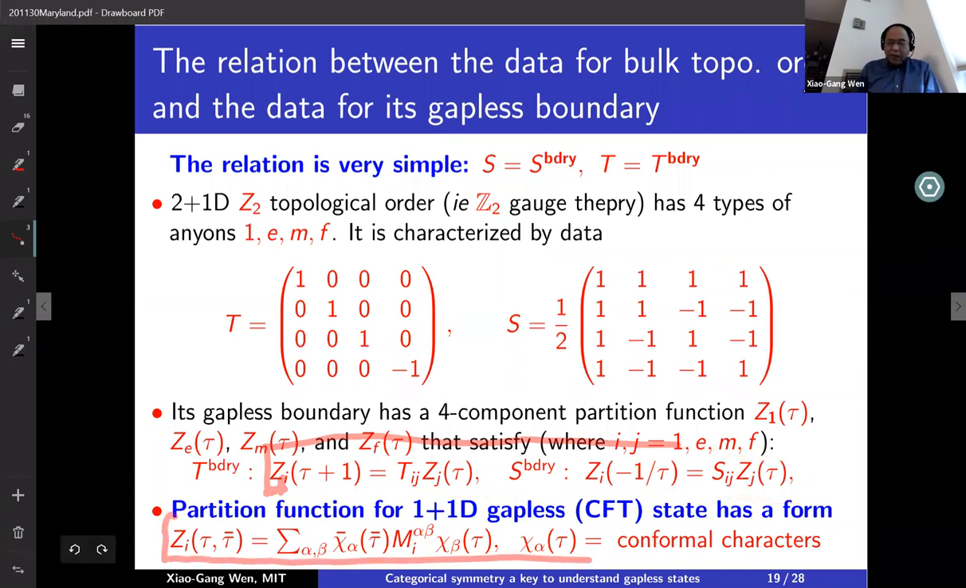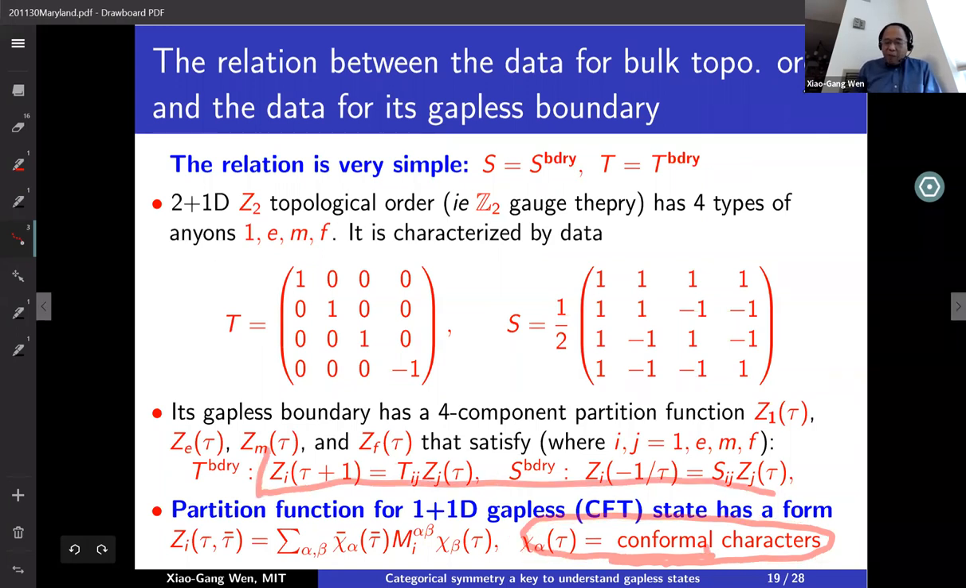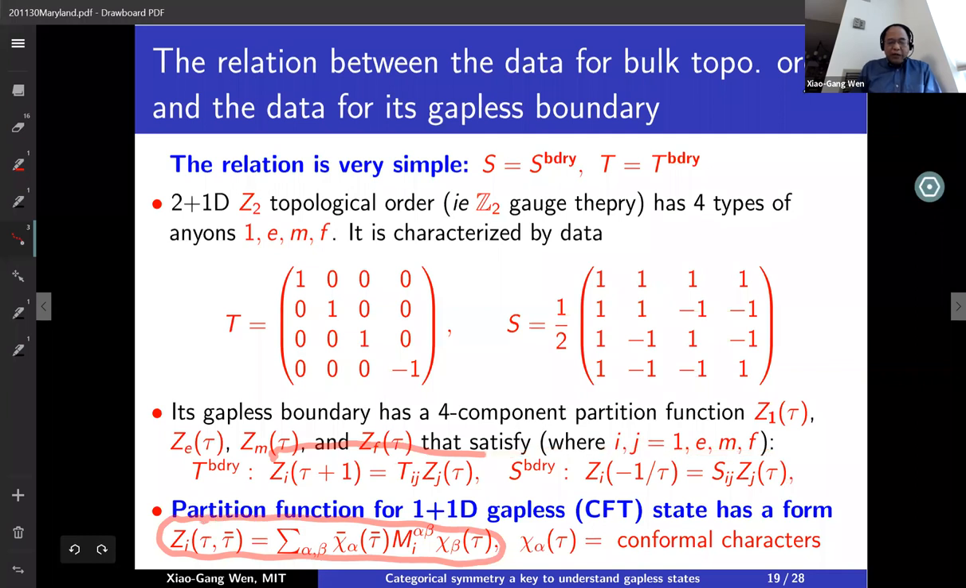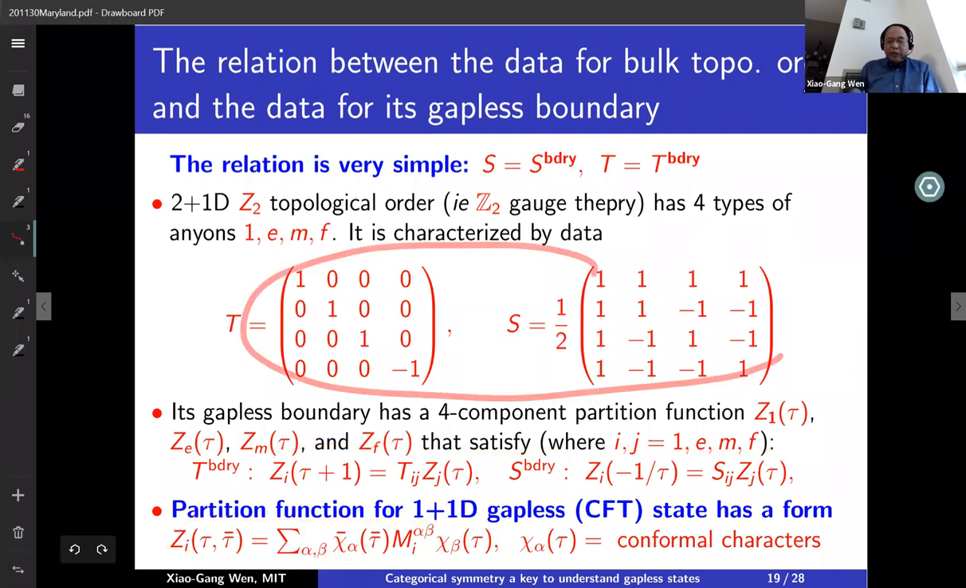The partition function in 1+1 dimension has this special decomposition. It can be written in terms of purely holomorphic functions of tau and purely anti-holomorphic functions of tau, a finite number of each, glued together using some matrix. This holomorphic function is called the conformal character, and it is basically known. We have a big table of conformal characters, so this condition becomes very powerful in 1+1 dimension. Combined with this conformal character form, we can determine the partition function solely from this ST matrix.